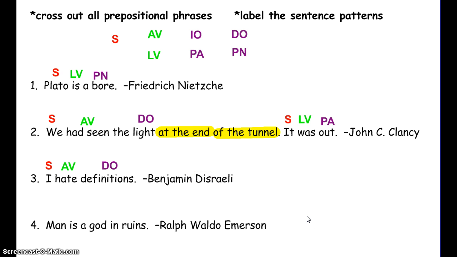Okay, now you try it. Man is a god in ruins. The first thing I'm going to do is get rid of my prepositional phrase. In ruins. Then I'm going to look to see what my subject is. Man is the subject. I see right away my linking verb is because I memorized those. Am, is, are, was, were. Man is a god. I see the a there. That tells me I have a noun. I know it's not a direct object because direct objects go with action verbs, so this has to be a predicate noun.